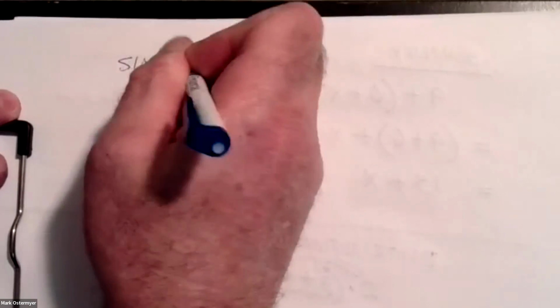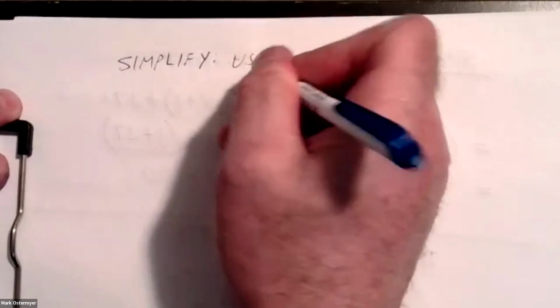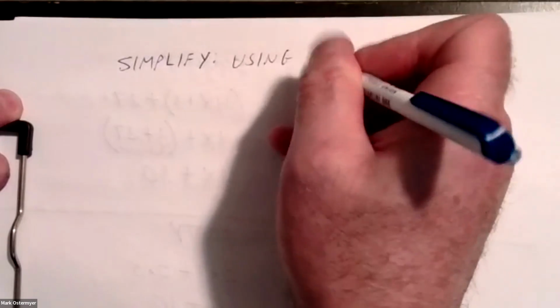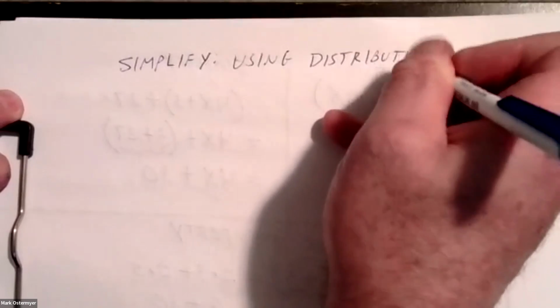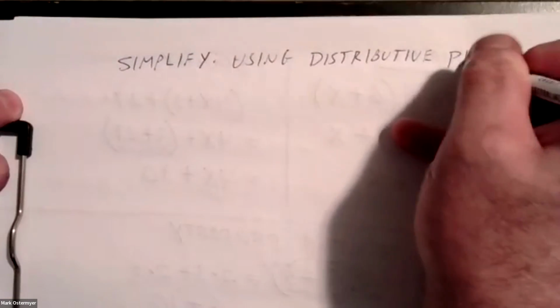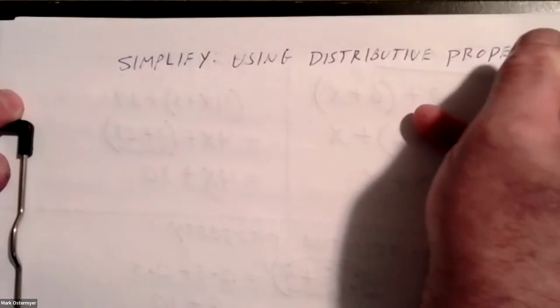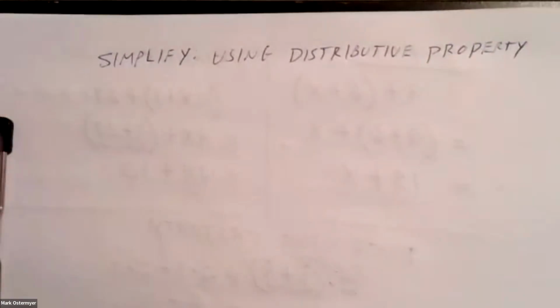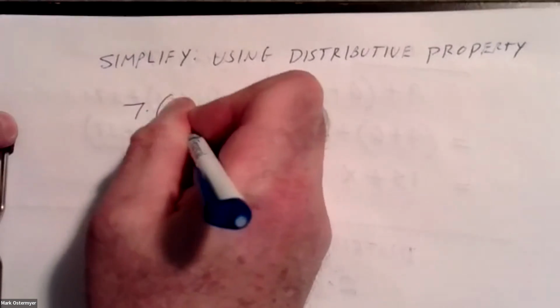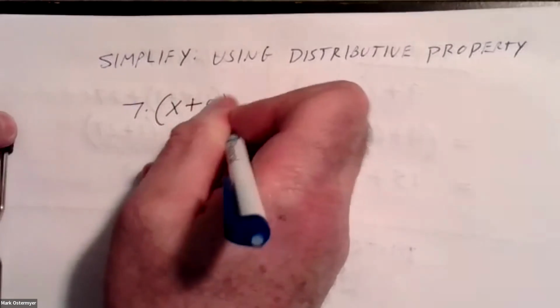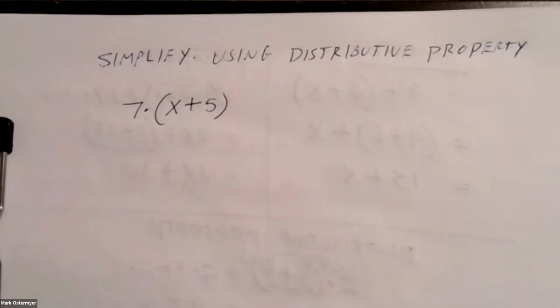Well, let's show you. Let's try to simplify some algebraic expressions using our distributive property. Okay, so let's take this: 7 times quantity x plus 5. We want to simplify this algebraic expression by employing the distributive property.